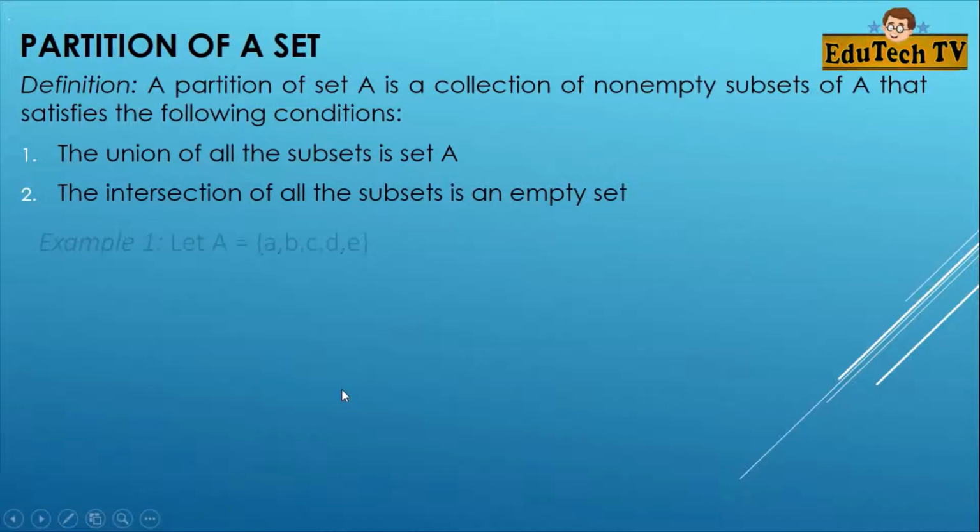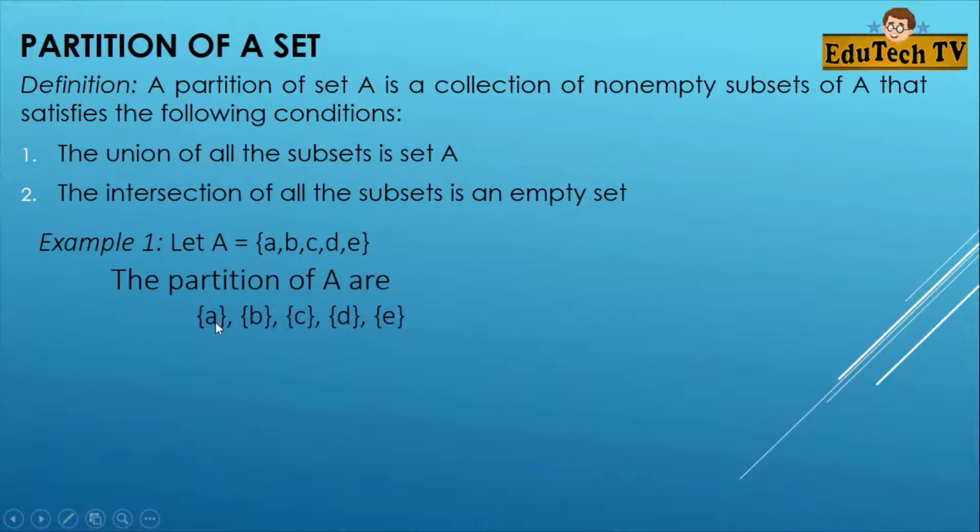Okay, for example, let's have this set A whose elements are a, b, c, d, and e. So paano natin ito hahatiin into its subsets? Okay, pwedeng hatiin natin ng tig-isa. So we have a set containing a. We have also a set containing b, c, d, and e. Now, let's check whether these sets satisfy these two conditions. Okay, ano yung union ng mga set na ito? Of course, we have a, b, c, d, and e. So it is also equal to set A.